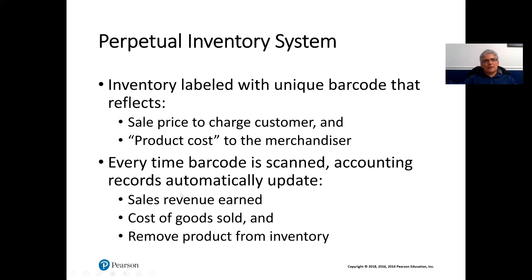All right. So that means we have the sales revenue earned, we have the cost of goods sold, and we remove the product from the inventory. So, you know, when you think of a place like Walmart or Target, Best Buy, as you're checking out, they're running their products through barcodes while they're immediately updating their inventory records. That is what we refer to as a perpetual inventory system.